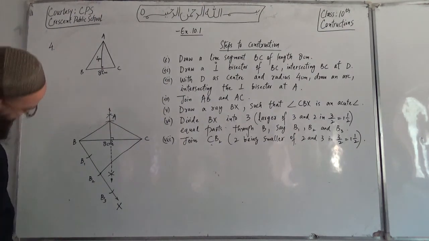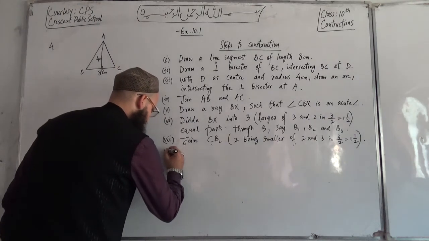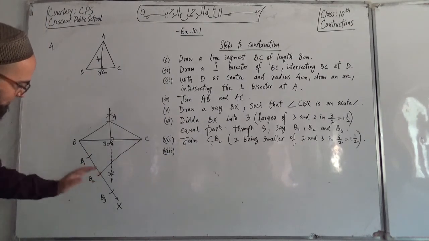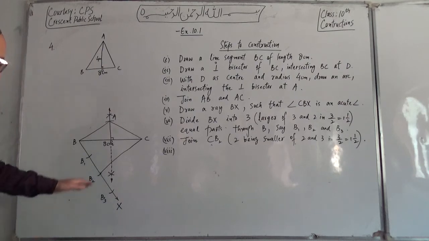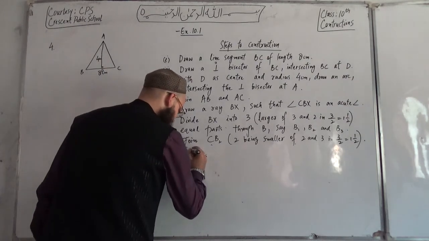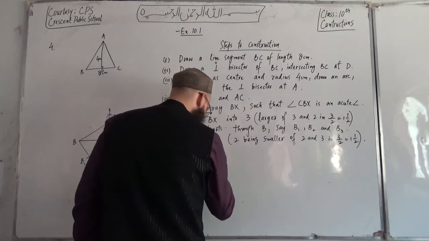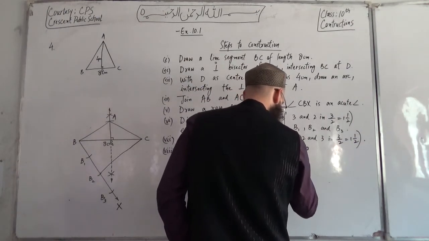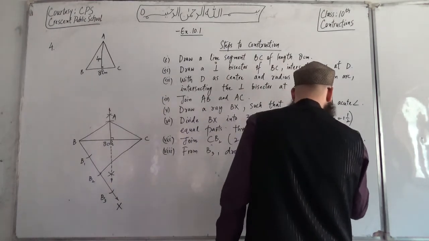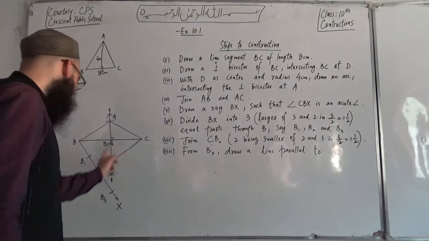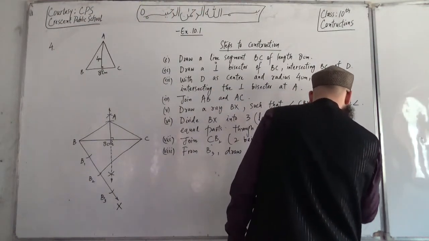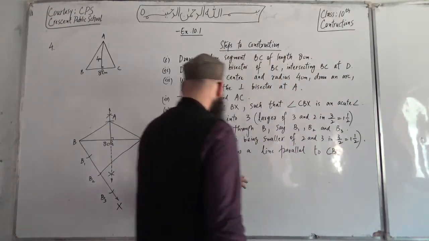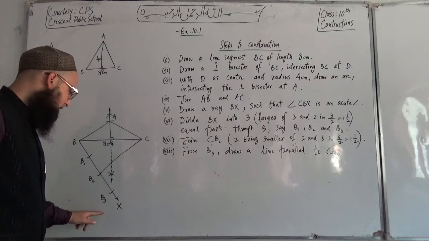So join like this. Now the fifth point. Now from B3, draw a line parallel to CB2. Why from B3? The larger of the two.